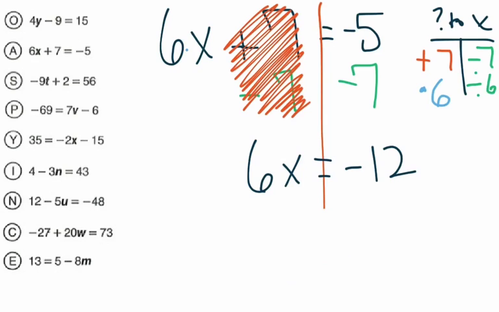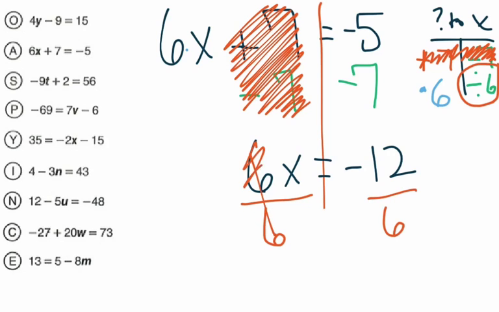Now that I've taken care of the 7's, you can see that they're no longer in the problem. I still have to take care of the 6. And if you forget what we said we were going to do, look in your chart. We said we were going to divide by 6 on both sides. So divide by 6 on both sides. These 6's go away. And I'm left with x equals, and then -12 divided by 6.